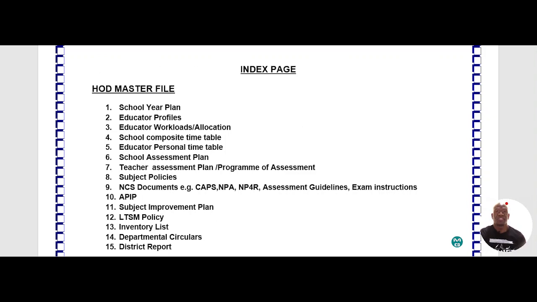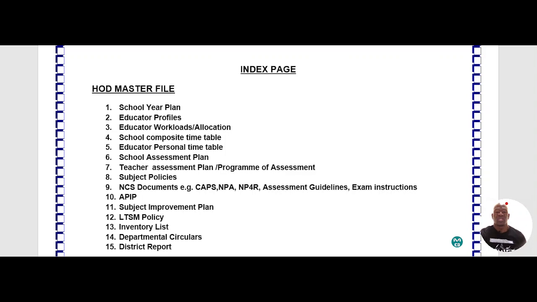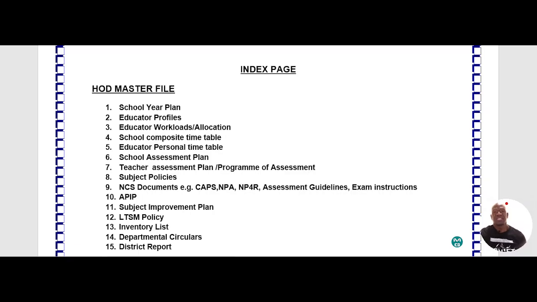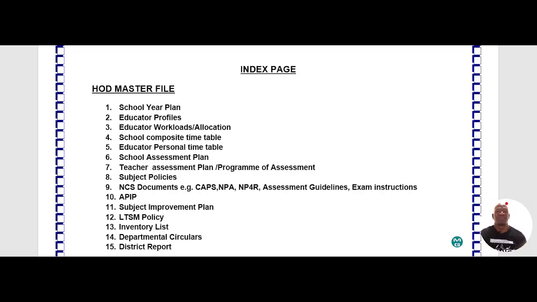In terms of the HOD file, you can have it in such a way that all the documents are in one file if you prefer it in that way. This is what I mean. You might have the first section of the file being the master file and the second section being the curriculum management file. Then I've seen some of the colleagues preferring to have only one file and just subdivide it into two sections. And some of the colleagues, they have two files, then each will be dedicated to a set of documents that are supposed to be in that particular file.